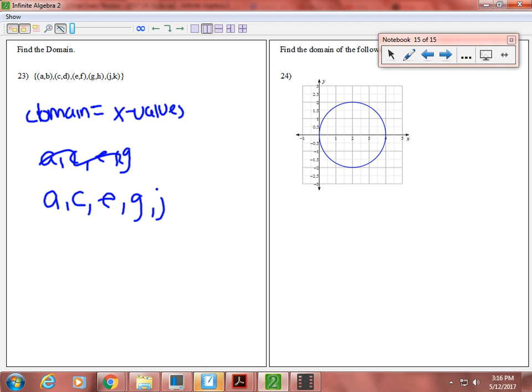Number 24 is asking you to find the domain. Again, domain is x values. So if I'm trying to find my x values, it goes from here to here. It has to stop and start there. So 0 and 4, I put them in brackets because they stop and start at those places.